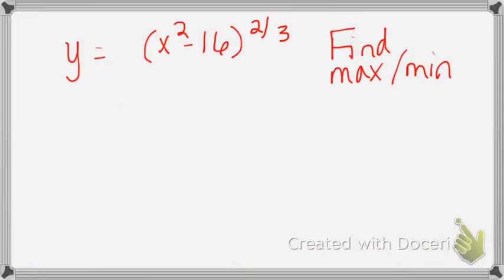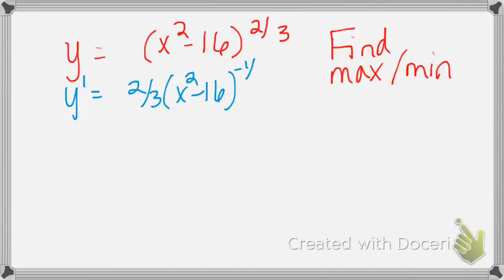Alright, this problem, we're going to find any maxes and mins that the graph may have, that f of x may have. So all of this is dealing with what's going on with f of x. Our maxes and mins deal with the first derivative, so let's find the first derivative. It'd be 2/3 x squared minus 16, subtract 1 on the power, then multiply by the derivative of the inside.